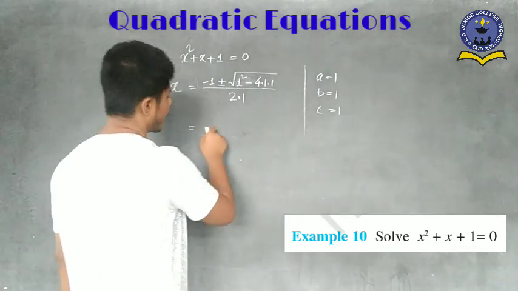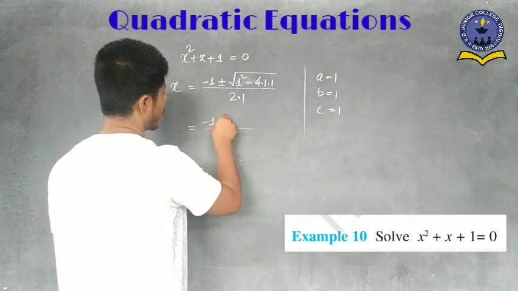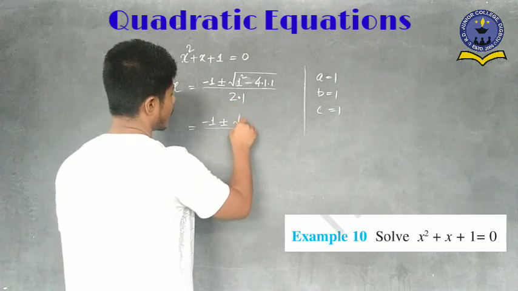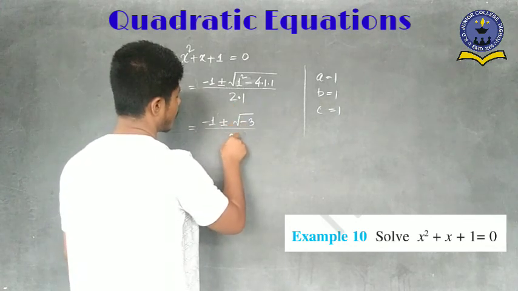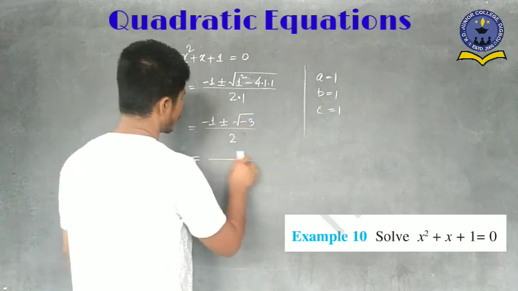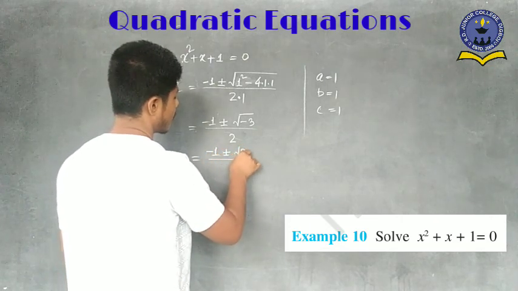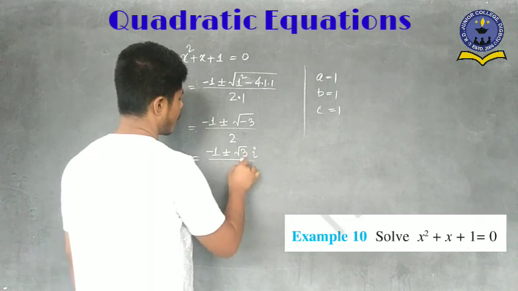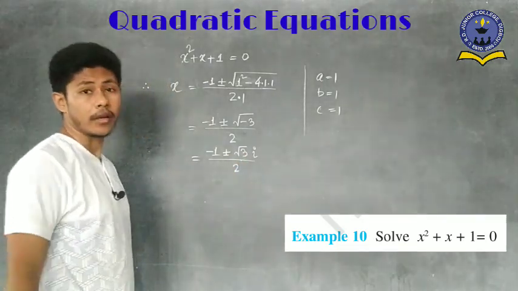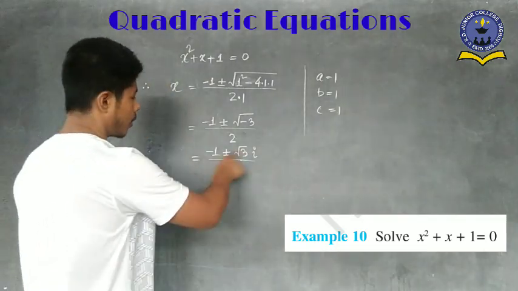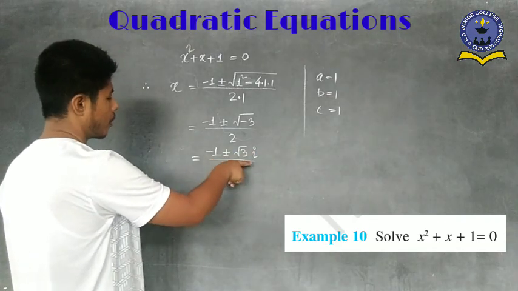So ultimately what we get here, this one is minus of 1 plus minus root over minus 3 divided by 2, or ultimately minus of 1 plus minus root over minus 3, which means we can write root 3 into i divided by 2. Is it clear? So here we get two roots, one is plus, another one is minus.